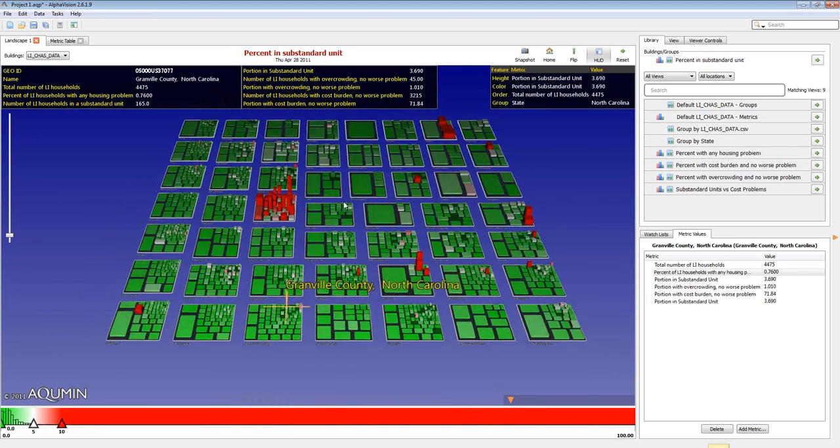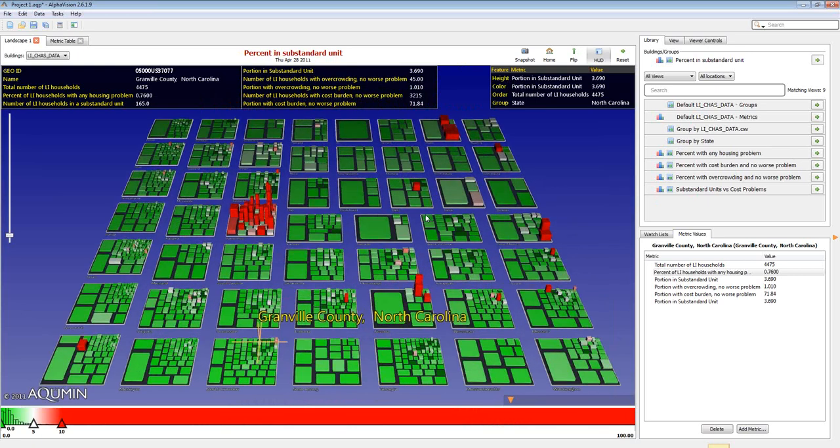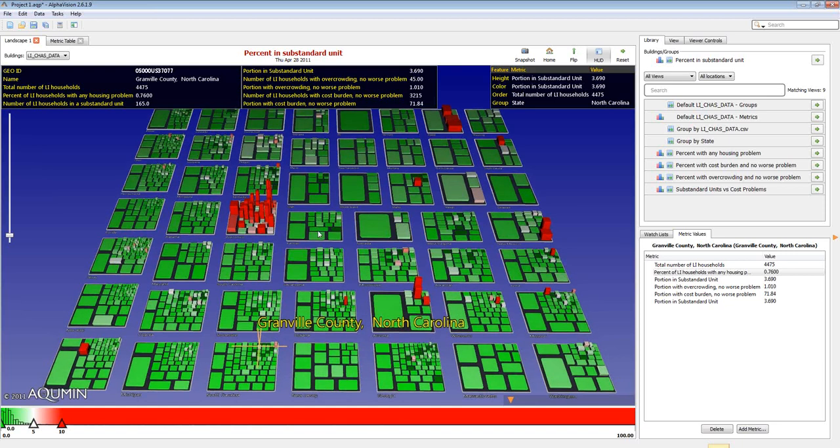And we've redrawn our landscape. Notice I'm organized the same way still. We're still block by block showing us various states. Each building is showing us a county. But now, short green buildings is where there's a low percentage of substandard units, and tall red buildings is telling you where there's a high percentage of substandard units.